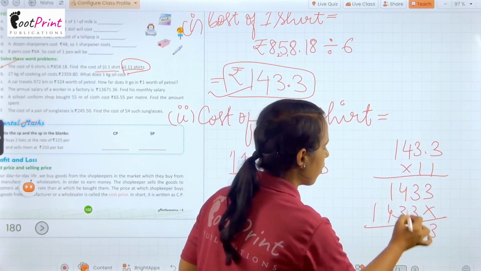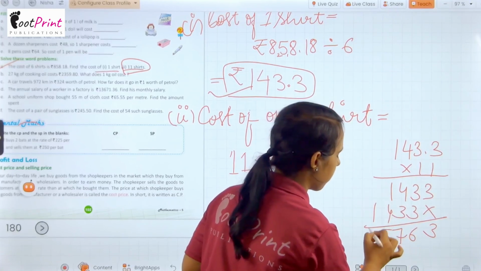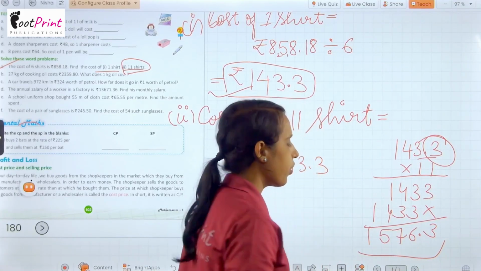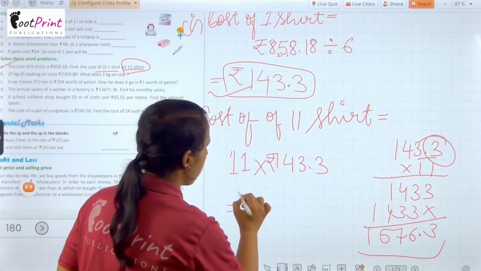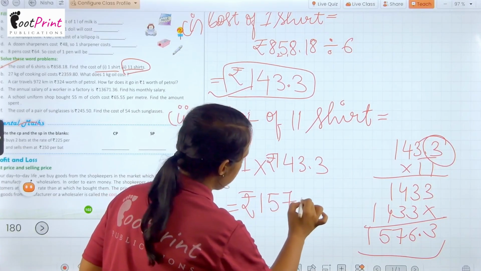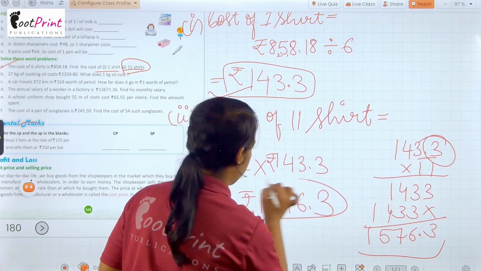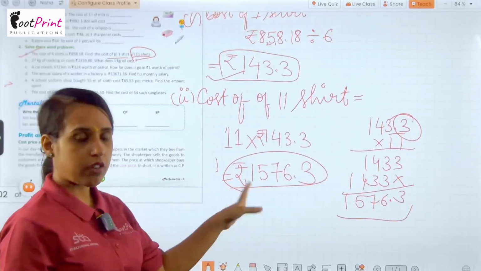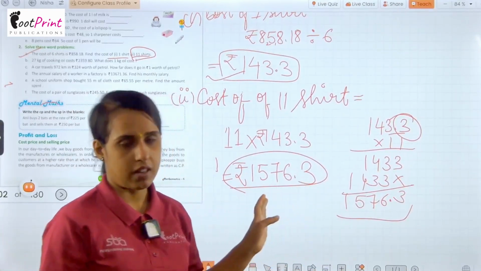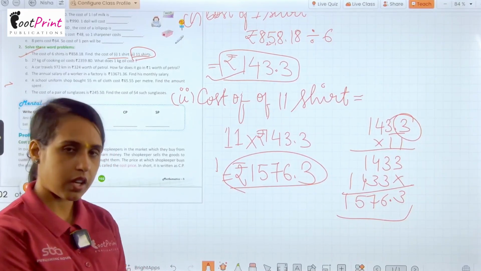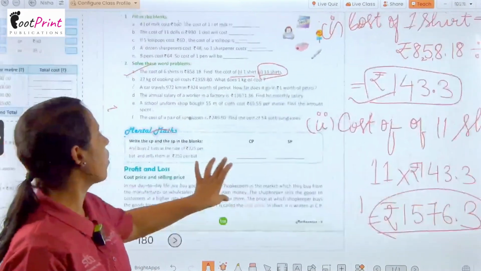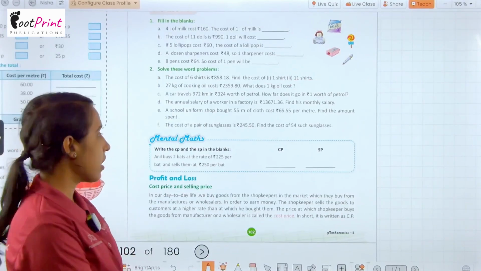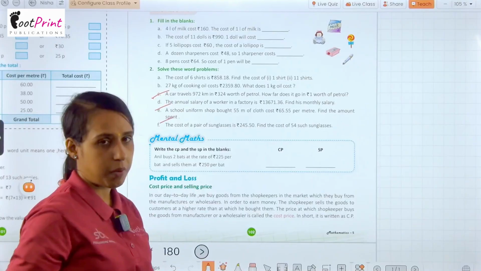So we get here 3 6 4 3 7 4 1 5 and 1 here. Here we have decimal after one digit, so in this we also put one digit. So here we have the answer 1576.3 rupees. So the cost of 11 shirts is 1576.3 rupees. This is our answer. Okay. So in this manner you can also find out these questions. You have to solve these questions and find out the answer in this manner.